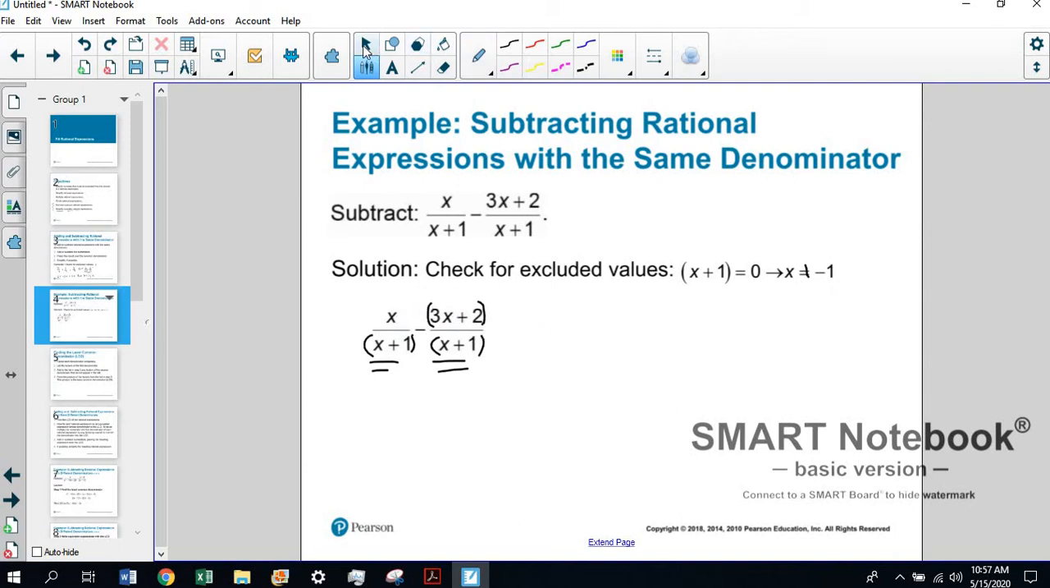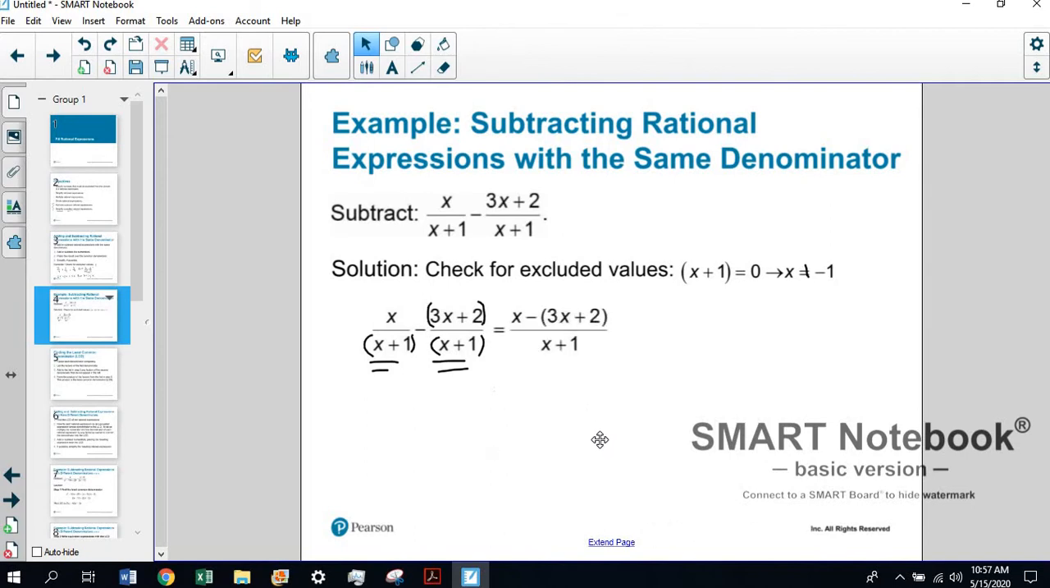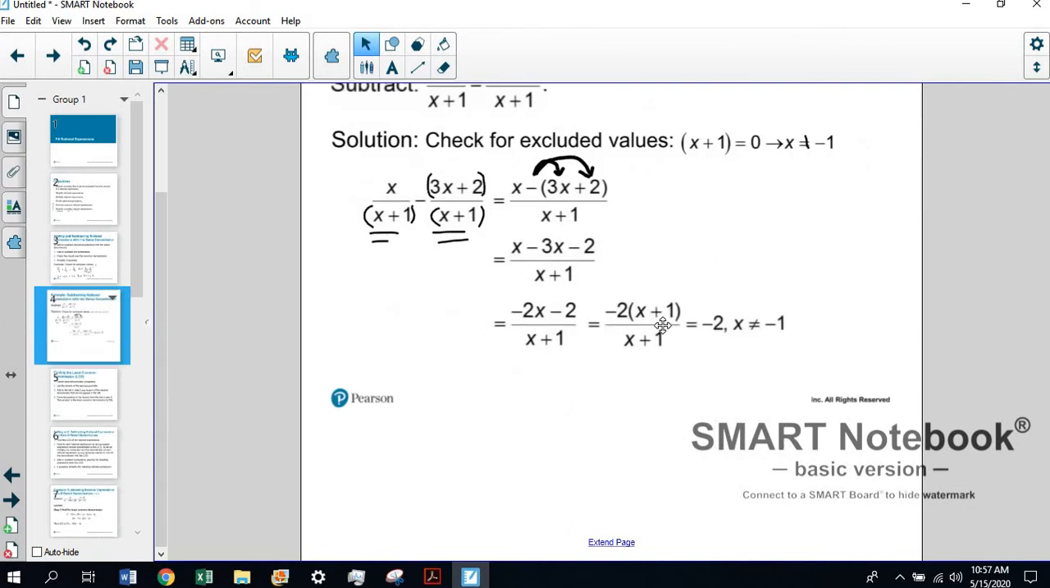And so what happens here is we just combine the numerators. Okay, so the numerator becomes x minus the group 3x plus 2, right? And then what happens? We take this negative sign and we distribute it through. It's like a negative 1, so we distribute it through. And that gives us 3x minus 2, and then we can simplify the numerator. There's no reason to factor here. You're welcome to factor if you want to, but there's no need to. This answer is fully acceptable.